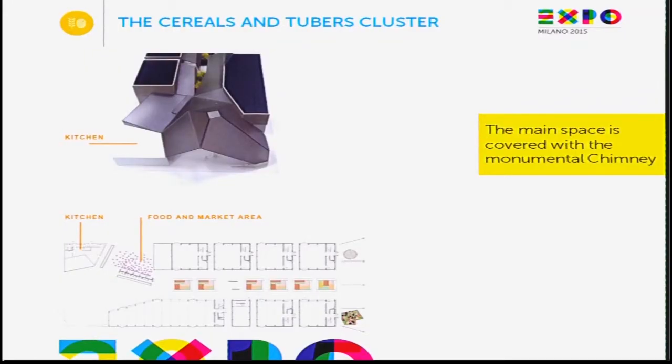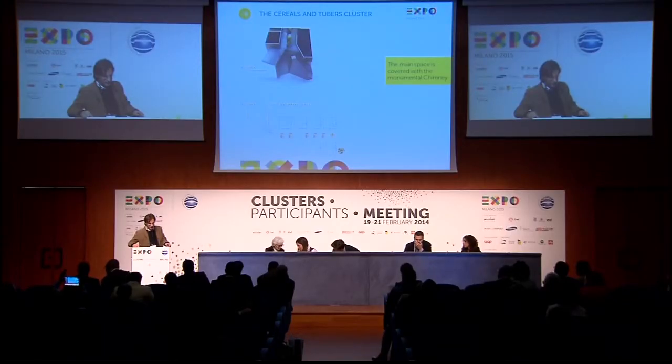So at the end we have the main space that is covered with a monumental chimney. We use a sort of metaphor of the big chimney as a place in which all the people coming from the pavilions and all the visitors could meet during Expo time and during the events. In this place is located the kitchen for the food and the market area.